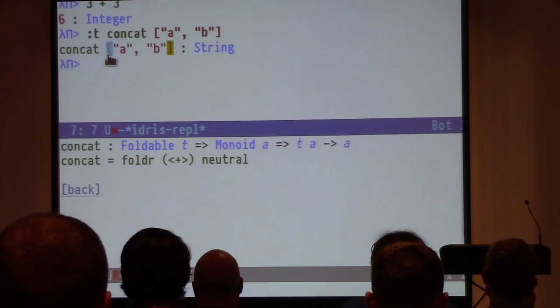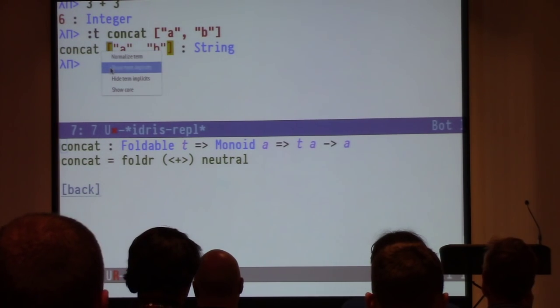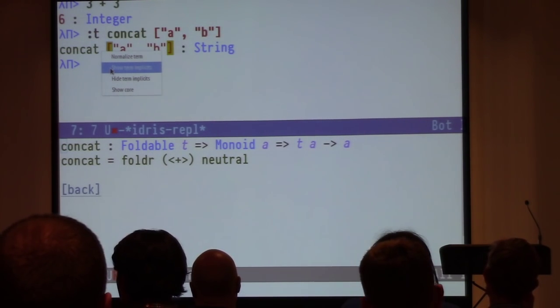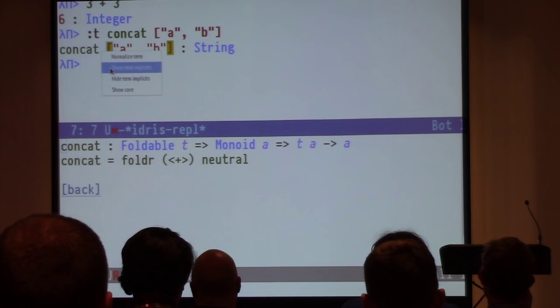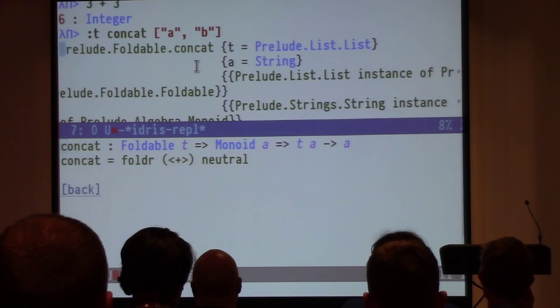I can then say undo, and I can right-click it, and I can say show me all of the implicit arguments. So there's a lot of hidden things behind the scenes that happen, like type class resolution and figuring out that A here is String and that T is List. And if I want to know what actually happened, say I'm trying to debug some complicated code, then I may want to see this representation.